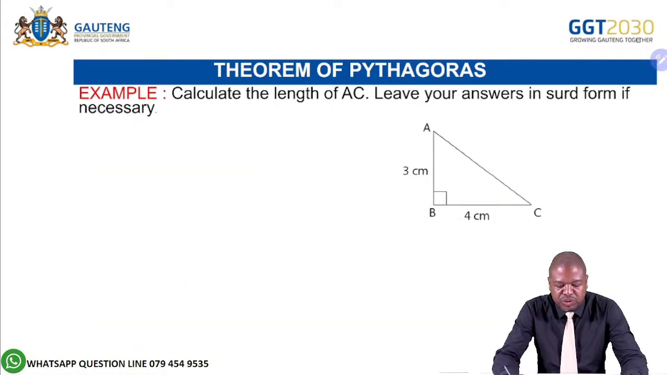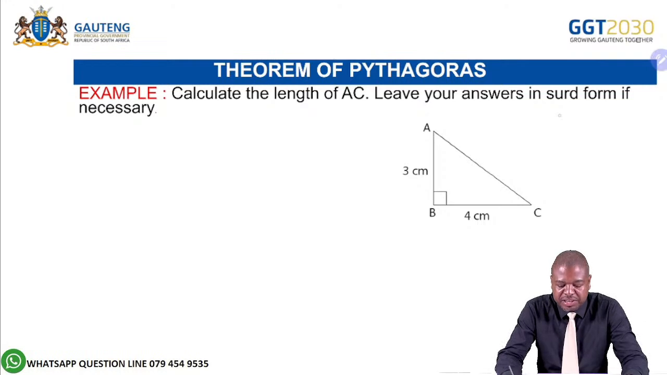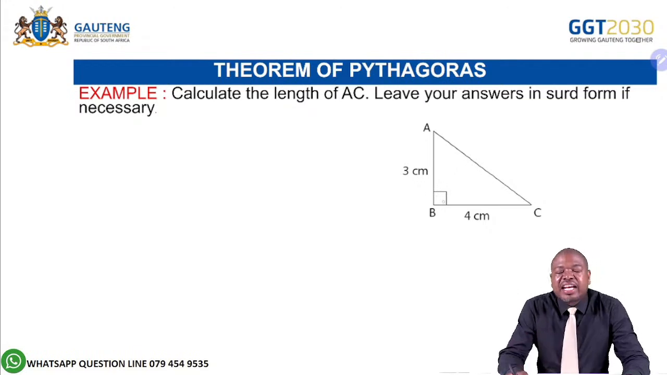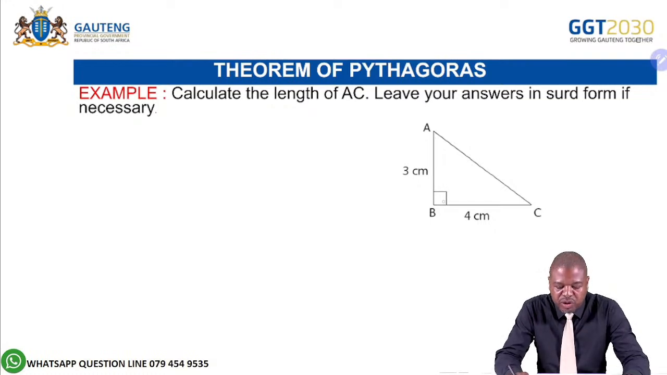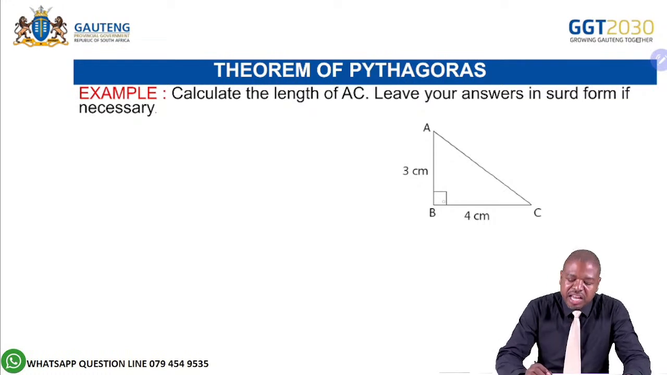Now, I'd like us to do another example where we have been asked to calculate the length of AC and leave your answer in surd form if necessary. Right. What can we note with this triangle? It is a right-angled triangle. The fact that it is a right-angled triangle and we have got two of the sides, it means we can use the Pythagoras theorem to find the other unknown side. In this case, which is the hypotenuse.